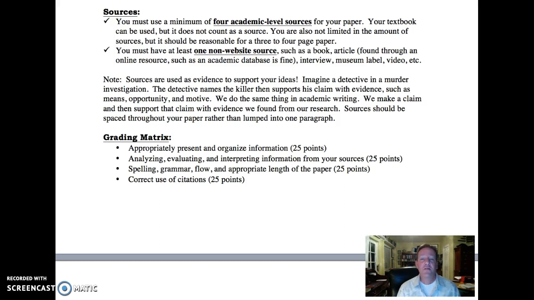You are also not limited in the amount of sources. Don't forget, you can do 5, 6, 7 sources, but you're not going to do something like 20. It needs to be reasonable for a 3 to 4 page research paper. One of those sources needs to be non-website. So a book, an article, interview, museum label, video, anything like that would be great.